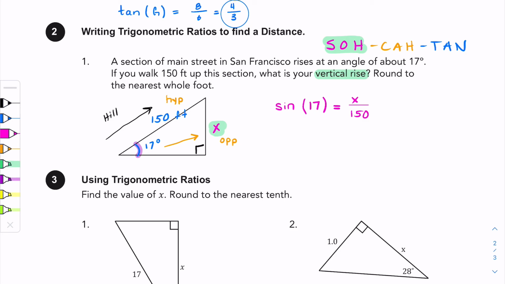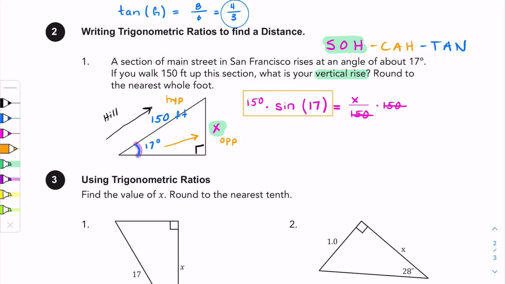Now you're going to treat this just like a regular problem when you're solving, and in order to solve, you're going to multiply both sides by 150. It's the same thing that you would do if you were solving for x in a basic multiplication problem. And now we need to type this into our calculator. This is going to be our answer.